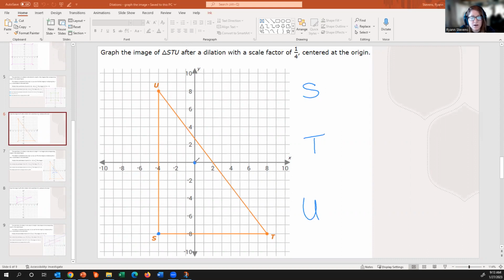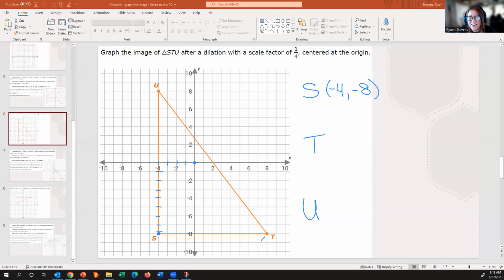So S, we're going to start at 0, and we're going to go left on the x-axis, 1, 2, 3, -4. And then from there, we're going to go down on the y-axis, 1, 2, 3, 4, 5, 6, 7, 8. So this would be a -8.